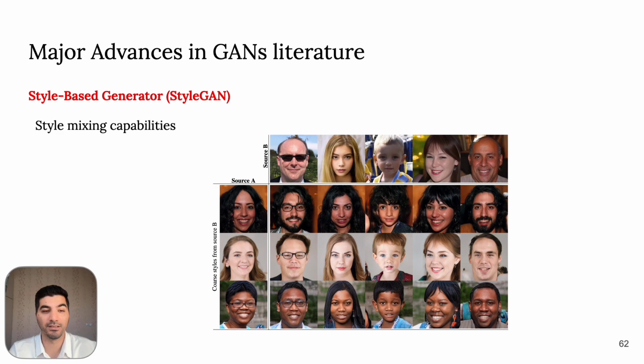And this is another cool feature of StyleGAN. They are able to do style mixing. So for example, here, the coarse style is coming from source B, and they mix it with the style of source A, and they are able to generate new fake samples.